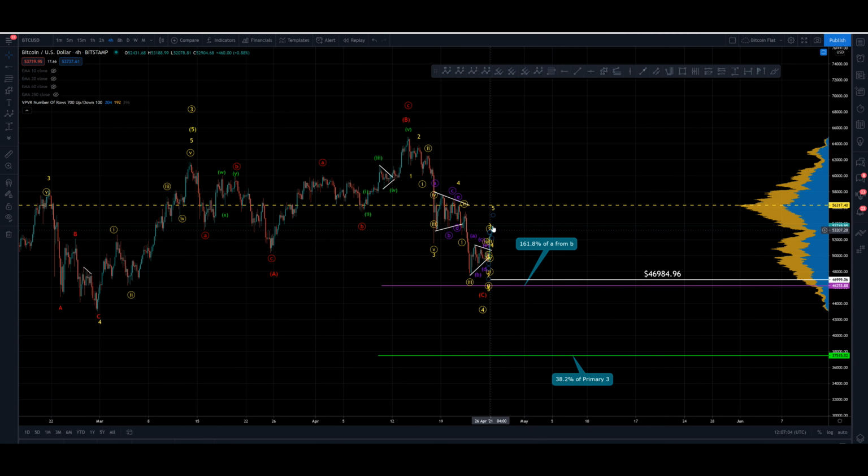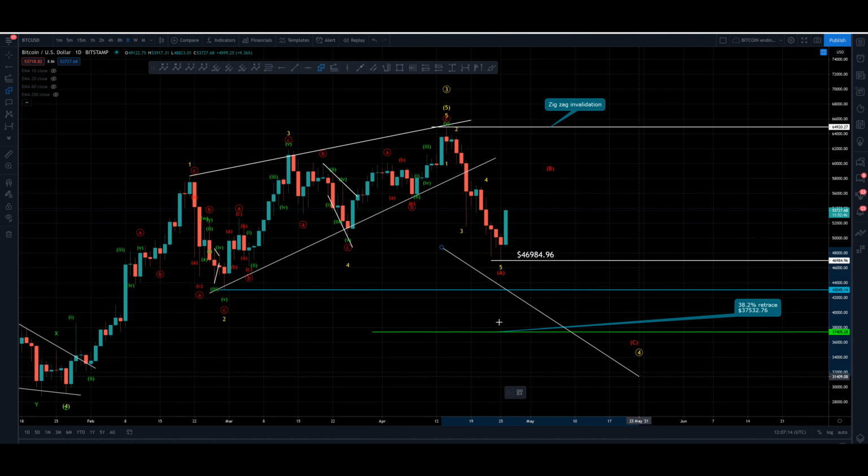46984. Keep an eye on the current price action. Is it impulsive? And then look for some corrective move. And if we do break that level, then we turn over into this one and say it's a zigzag and we're going much lower. So that's it. That's Elliott wave complete.